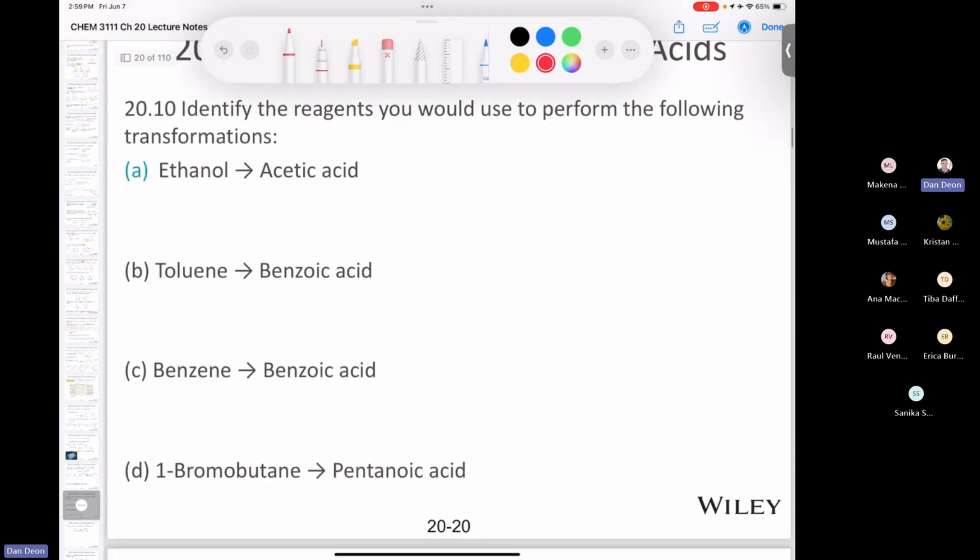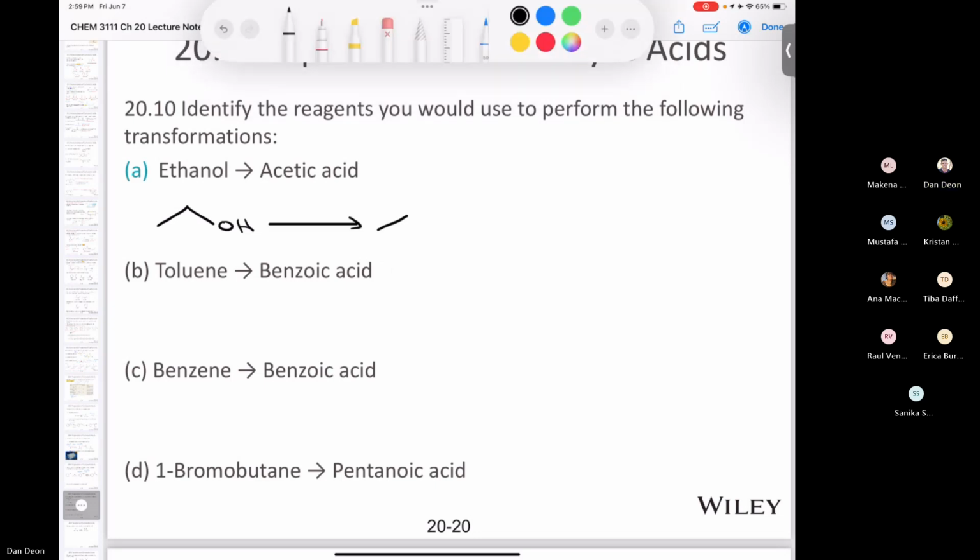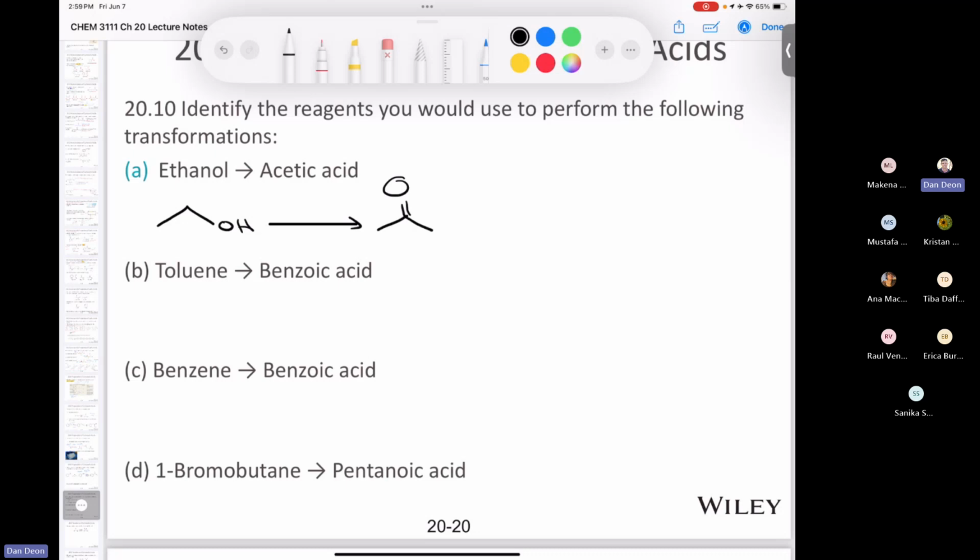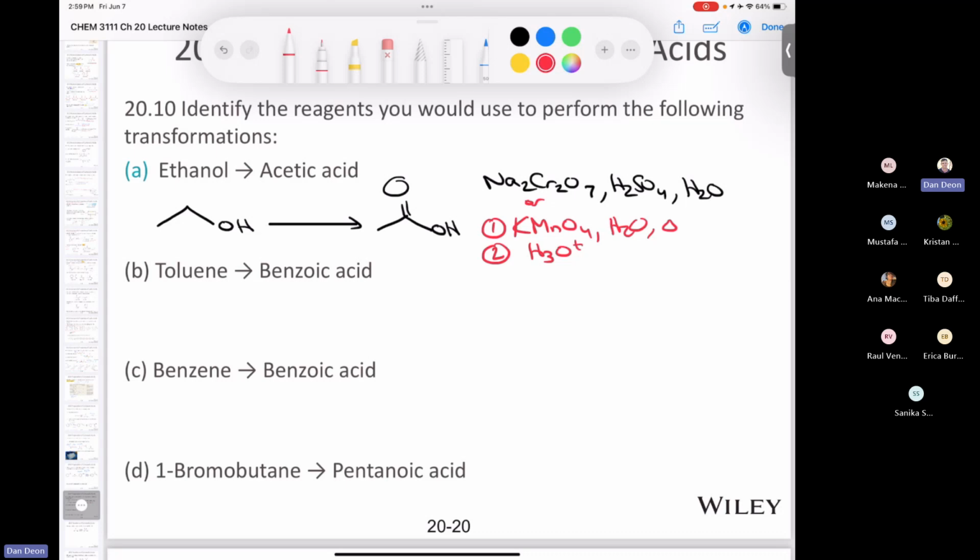So this question here says, if you had to take ethanol and convert it into acetic acid, how would you do that? Well, ethanol is a primary alcohol, and so really we've only got one way of doing it, and that is to use sodium dichromate, sulfuric acid, and water. You could also do it in base, and I wrote that down before. If you use KMnO4, water, and heat, followed by treatment with H3O+, that will work too. Both of those will oxidize a primary alcohol to a carboxylic acid.